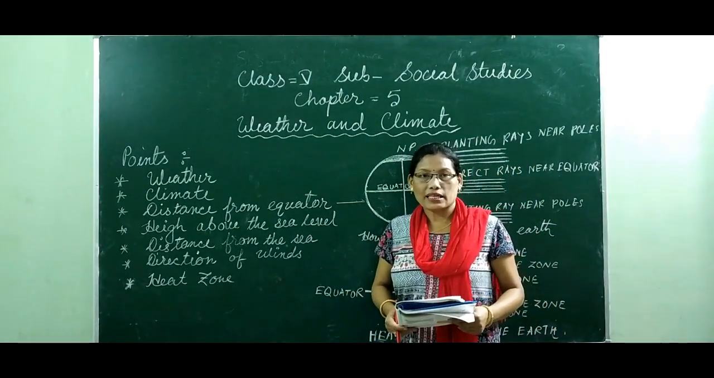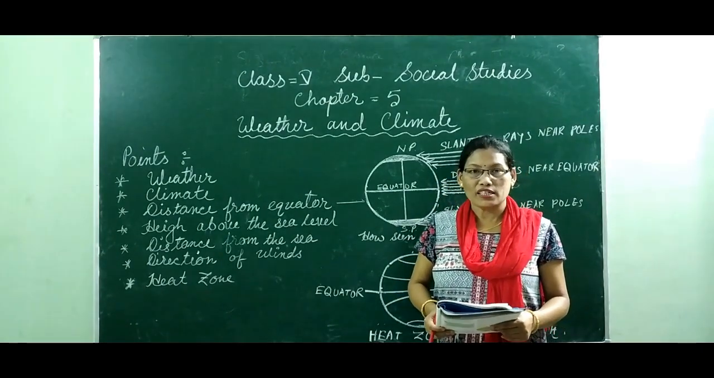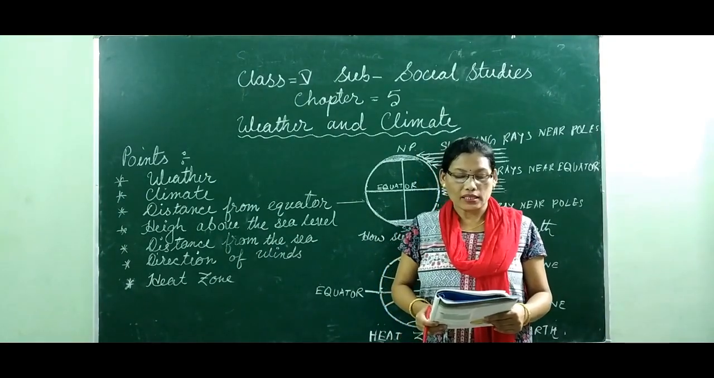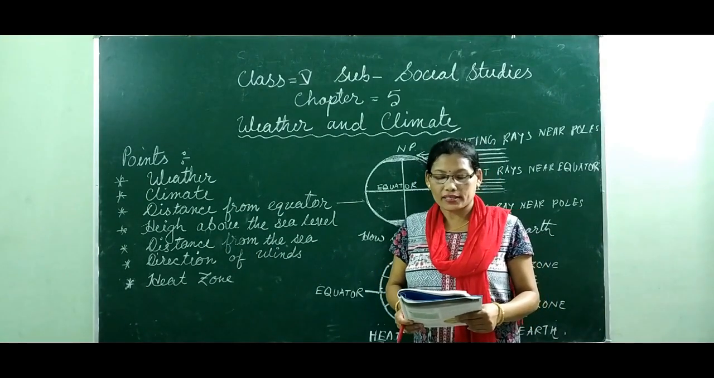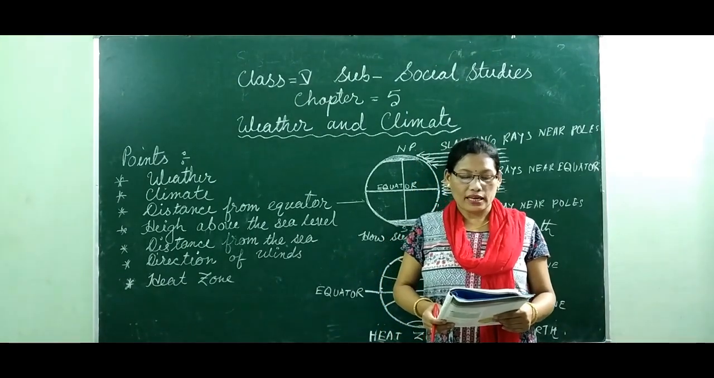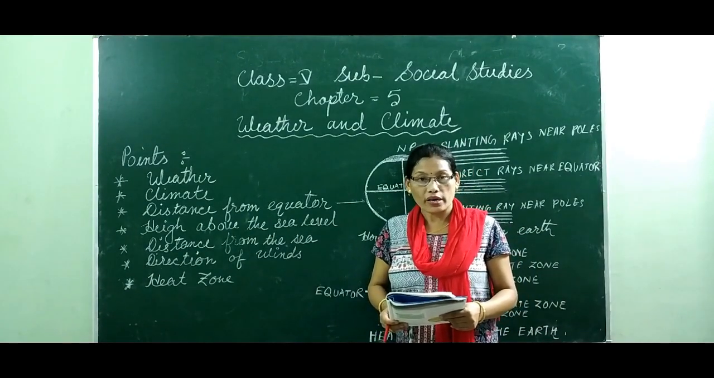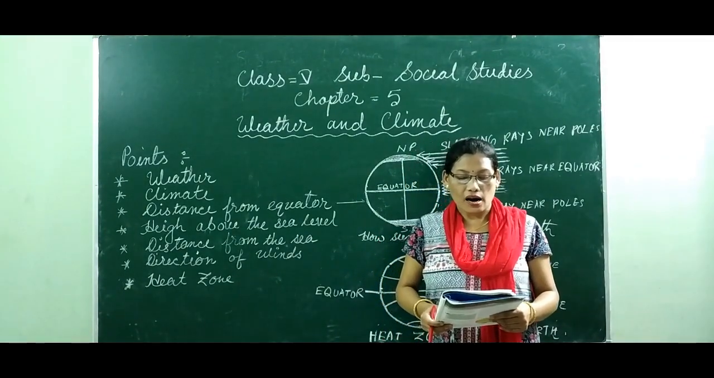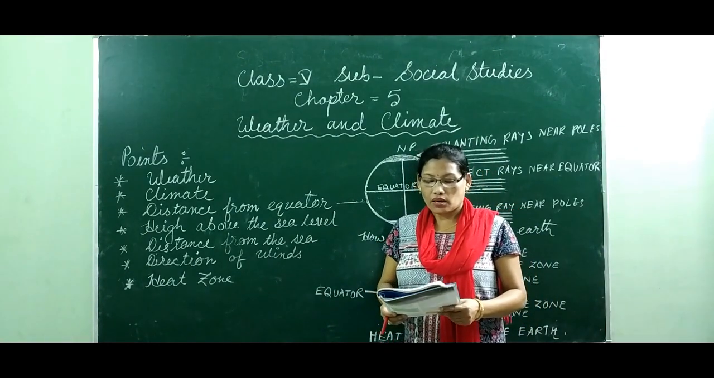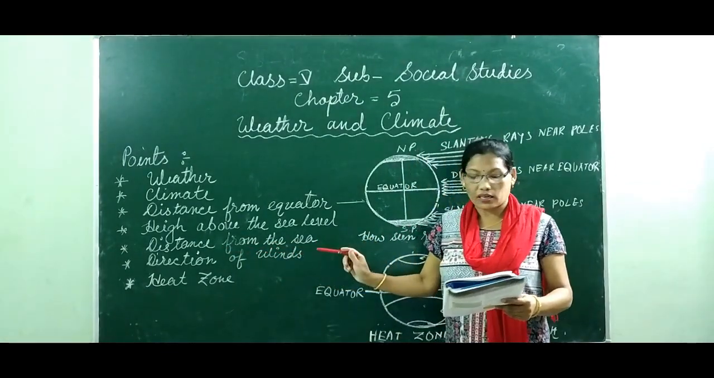The fourth is height above the sea level. You know that hill stations such as Simla, Nainital, Ooty are cool even in summers. Most peaks in the Himalayas are covered with snow and ice during the summer also. This shows that places located at higher altitude are colder than those at lower altitude, even if they are situated on the same latitude.